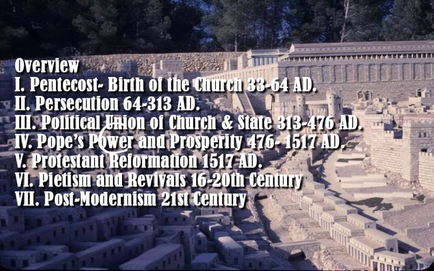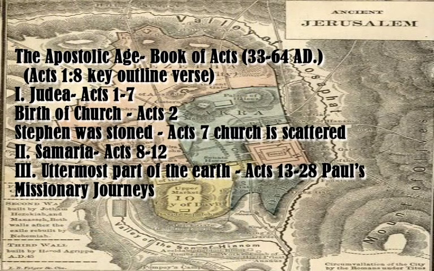Then we have the political union of church and state, starting with Constantine. Then we have the Pope's power and prosperity. Then we have the Protestant Reformation, 1517 A.D. And then we have Pietism and revivals from the 16th to 20th century. And then lastly we have postmodernism in the 21st century. So we want a quick overview of church history.